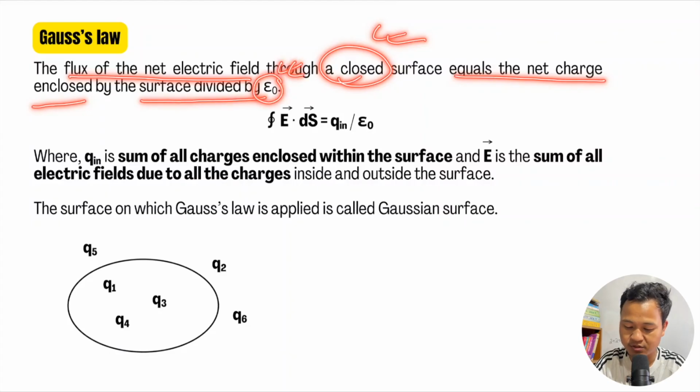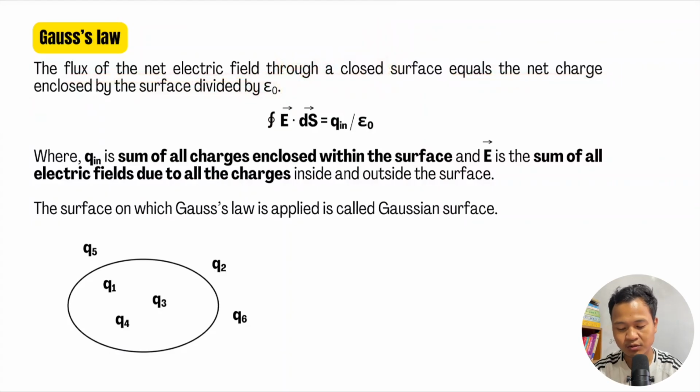is equal to the net charge enclosed by the surface divided by epsilon naught. The electric flux is through a closed surface. So the net charge enclosed by the surface is the charge inside the box. The charge outside the surface contributes zero net flux, so in Gauss law we consider only the enclosed charge.